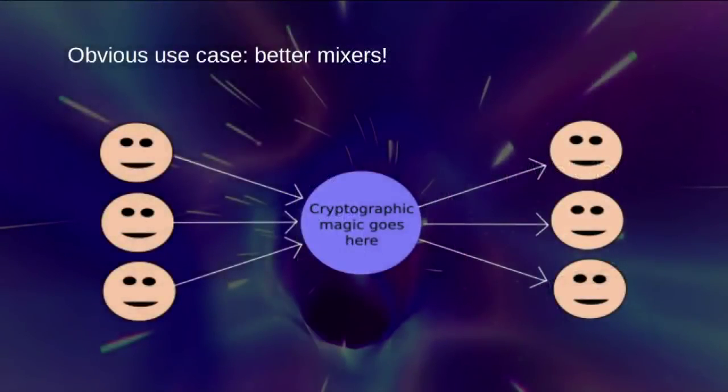Another obvious use case: better mixers. So basically you can see that here we can replace Bob with cryptographic magic. Now, maybe some politicians will complain about Bob's unemployment, but oh well. And I'm sure Bob can find other work to do because the crypto space is booming.